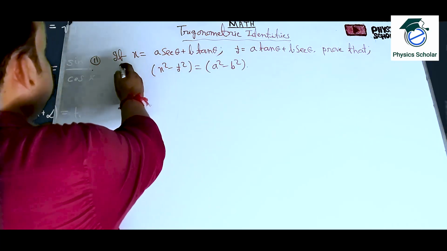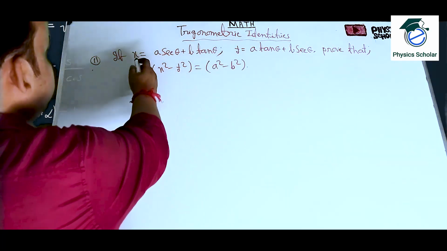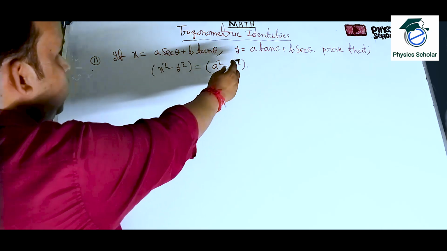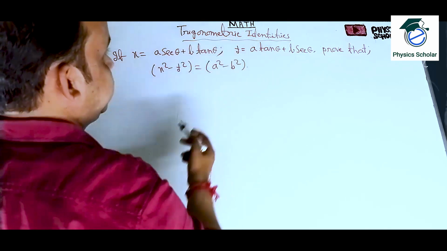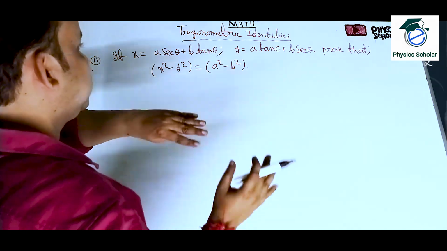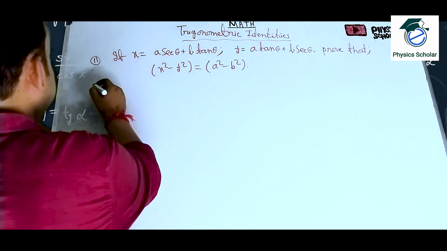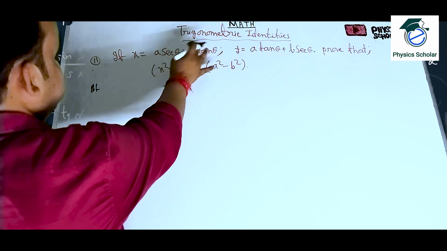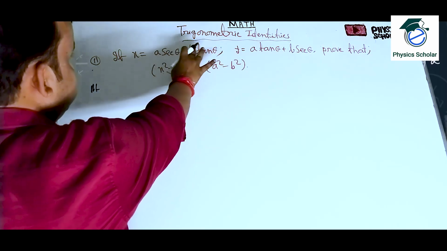Now here this sum number 2. Just like the previous sum, x is equal to a sec theta plus b tan theta and y is equal to a tan theta plus b sec theta. We have to prove x square minus y square is equal to a square minus b square. Similar to the previous sum. Clear? But in the previous sum it was sin and cos, and here it is sec and tan.